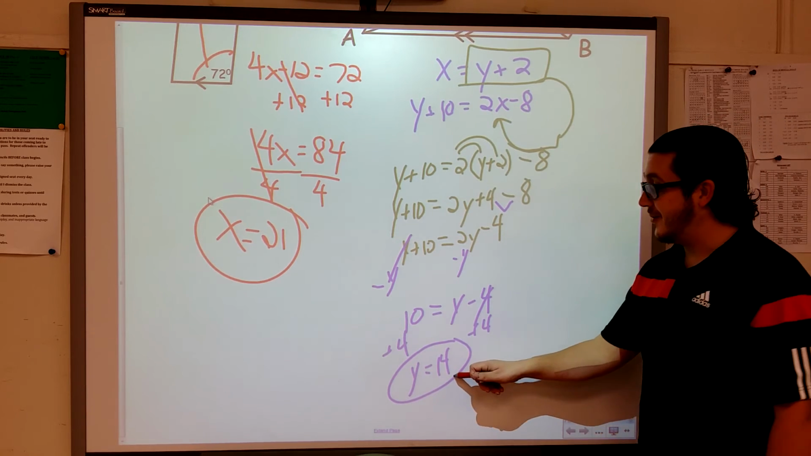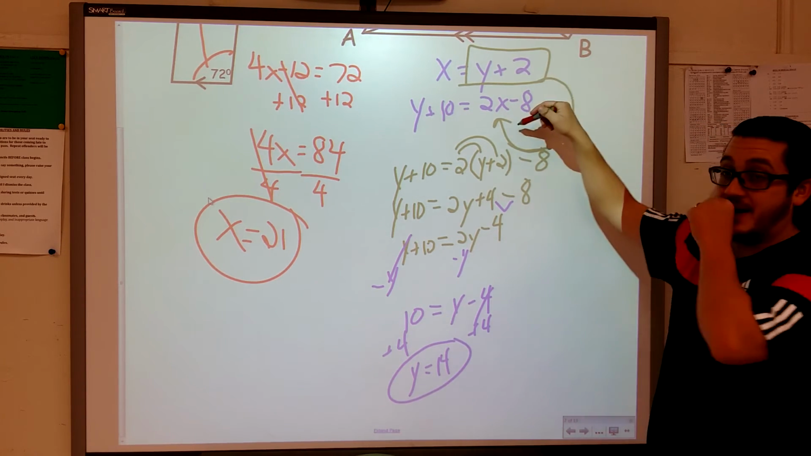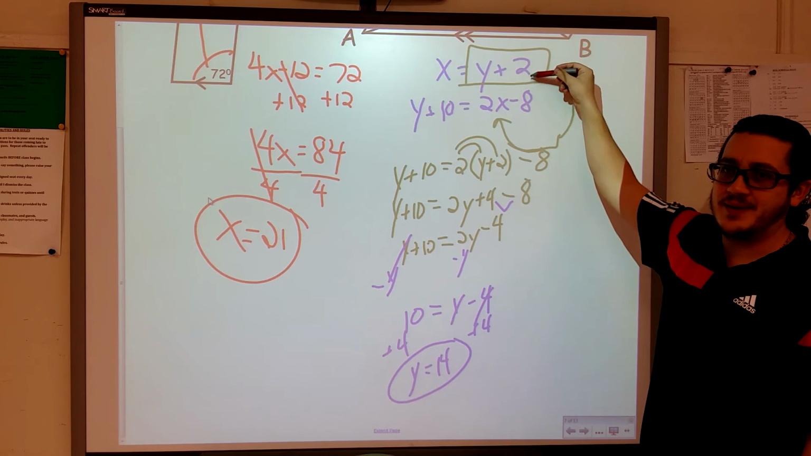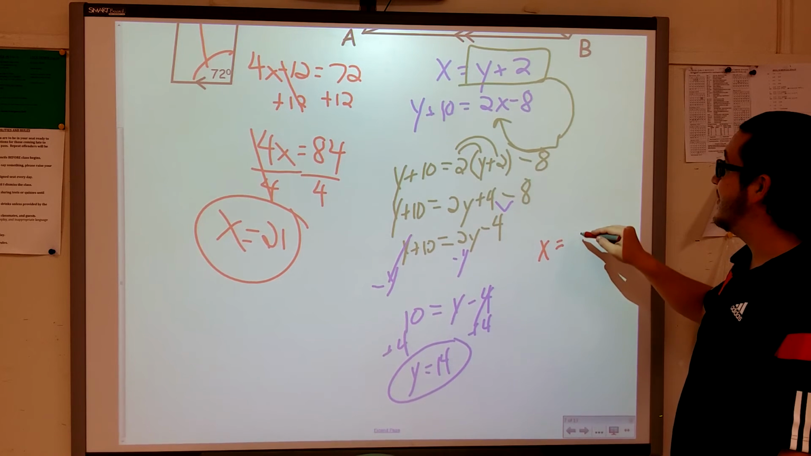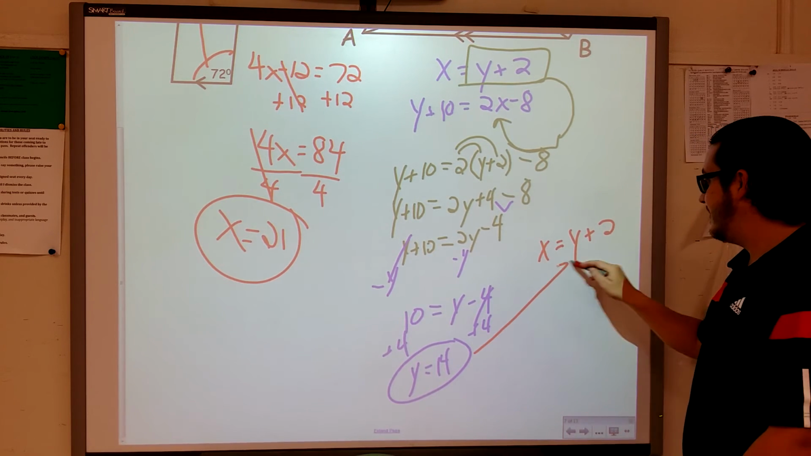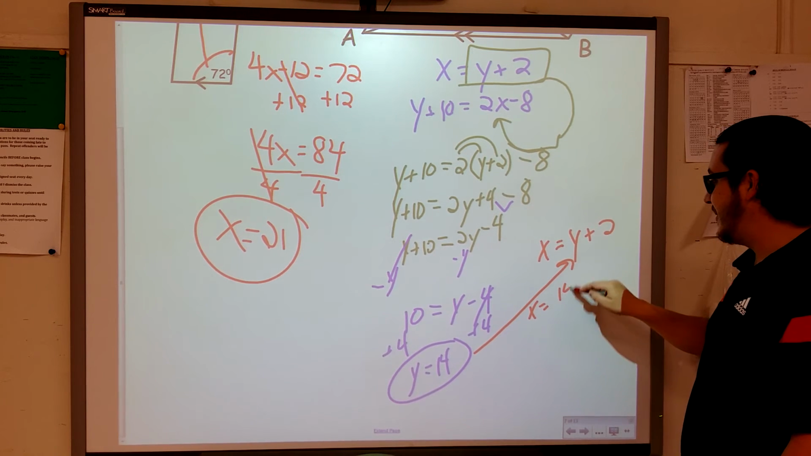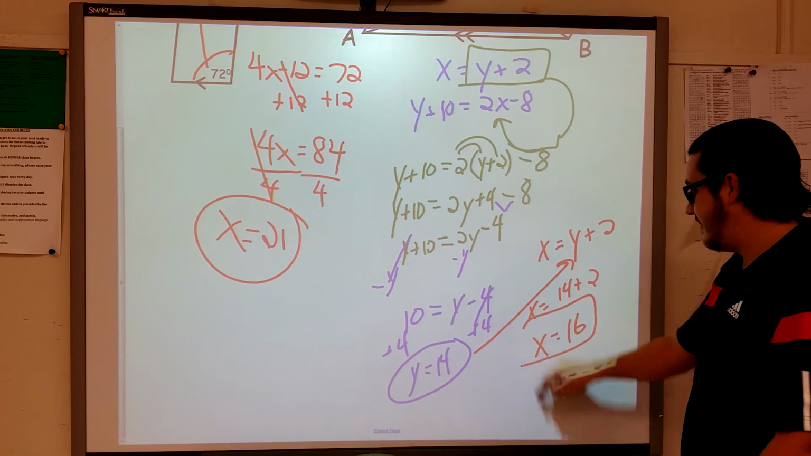Alright. So y equals 14. We can plug that back into this equation. We can plug it into either equation, really. This is a smaller one. This is just x equals y plus 2. We plug that in. X is equal to y plus 2, right? Plug in 14. So x equals 14 plus 2. 14 plus 2 is 16.